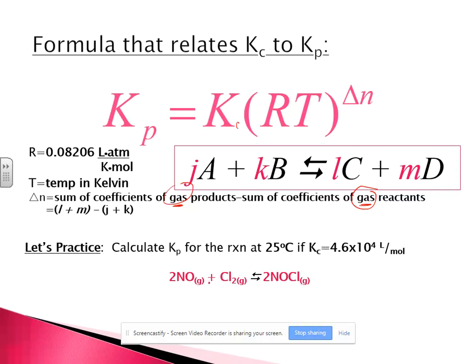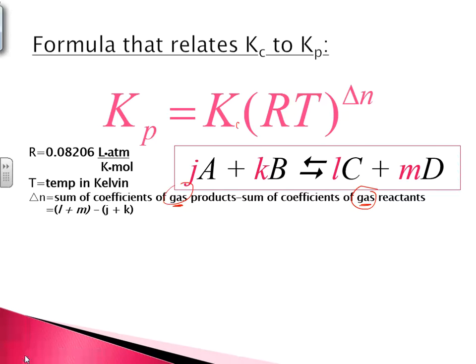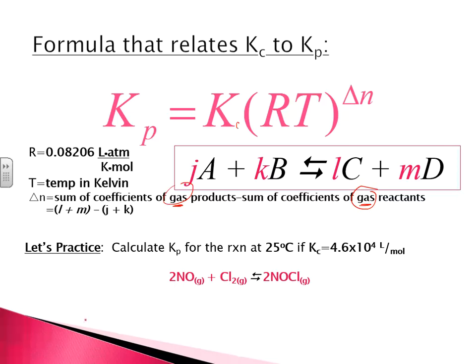So let's practice for this particular reaction that we have. We have the given reaction at equilibrium, and it wants to know what is Kp if Kc is equal to this. Let's write down the formula. Kp is what we're solving for, equals Kc times RT, that's R times T, to the delta N power. I'm going to go ahead and find delta N. I like to do that over to the side first.